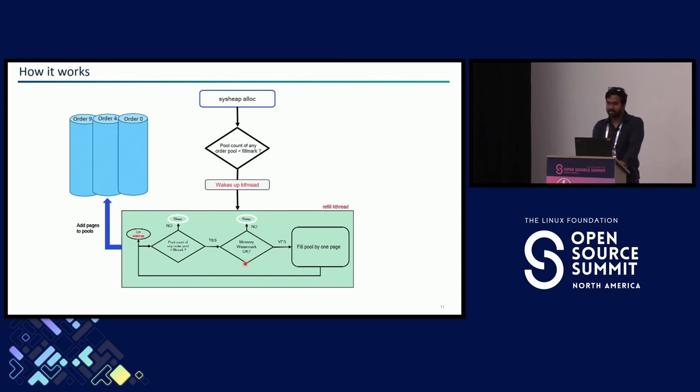So we check the memory watermarks for each of the zones, or all the memory zones in the system, and if they are okay, then we go ahead and fetch the memory or the pages from the actual buddy allocator. So the refill kthreads are the ones that are actually getting memory from the buddy allocator, and then they give it to the pool. And then I'll explain about order 9, order 4, order 0. They are basically 2 MB, 16 KB, and 4 KB. One page is 4K in general systems. So the refill kthreads get the memory from the buddy system and then put it into the pool.